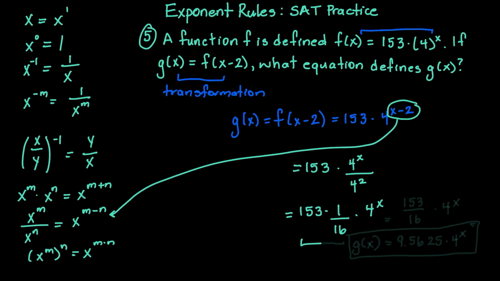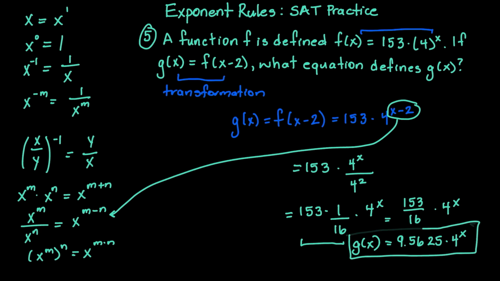Well, these two are numbers, so we can simplify them together. 153 over 16 times 4 to the x. And again, all problems are calculator problems, so you would want to put 153 over 16, and you get 9.5625 times 4 to the x, which is what g of x is defined as.